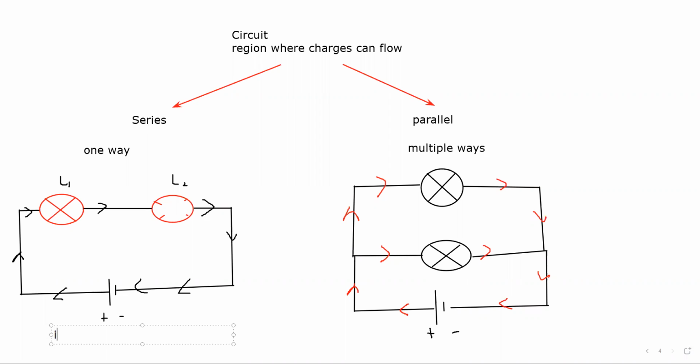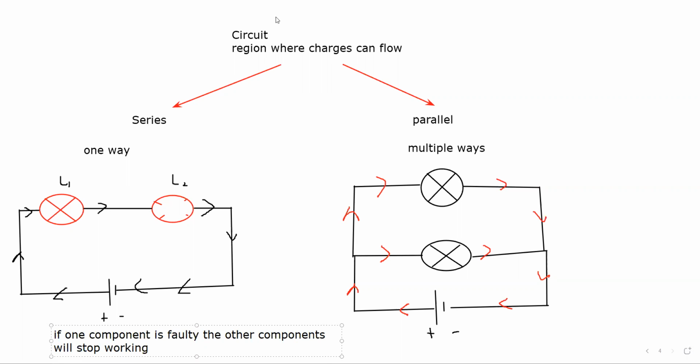So if one component is faulty, the other components will stop working. So that is a disadvantage. If we connect them in series, if one is not working, the other will also remain off, because there is no complete passage or path for the charges to flow.